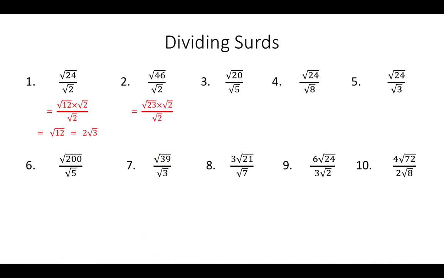Root 46 splits up to root 2 times root 23. Now it's all divided by root 2. The root 2s cancel, and we end up with a surd, root 23. Now this is a prime number, it doesn't have any factors, so it won't be able to simplify.